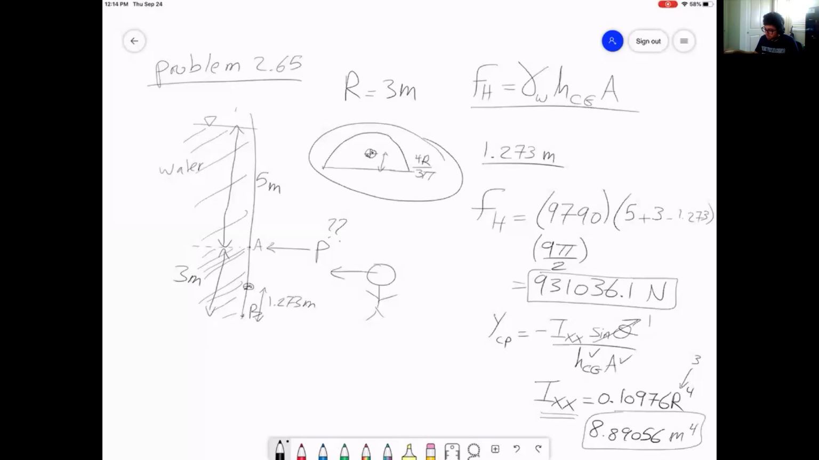Okay. So I think we have everything now. We have the area. So let me highlight. We can calculate the area of a semicircle. We have HCG, which is this one. And we have IXX now, and sine theta is 1. What's the value if you plug in all the numbers, YCP?